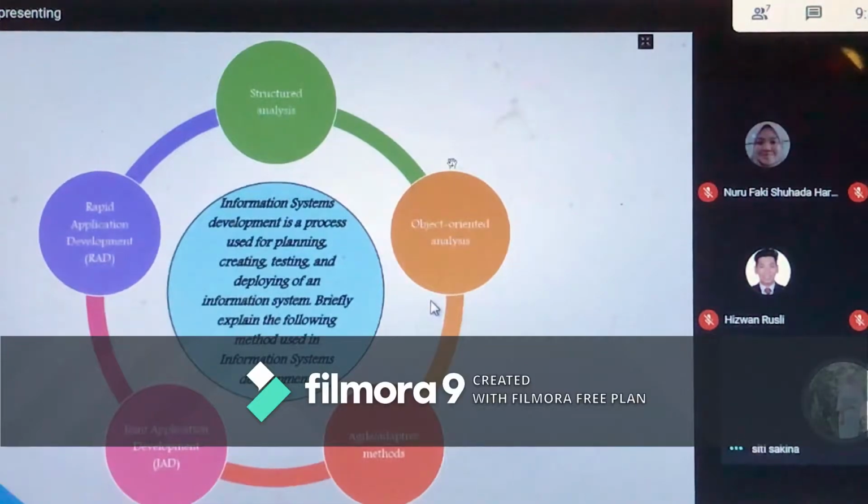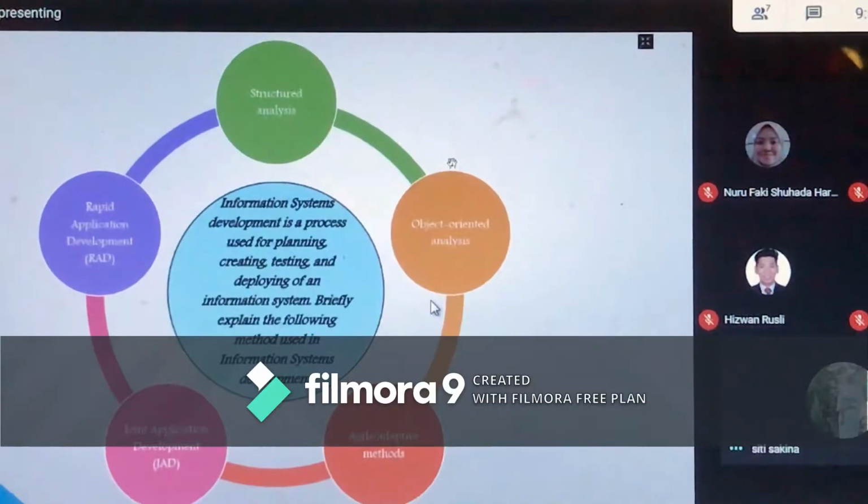Second is object-oriented analysis. It views the system in terms of objects that combine data and processes. The objects represent actual people, things, transactions, and events. The third one is agile or adaptive method. It stresses a team-based effort. Each cycle is designed, built, and tested in an ongoing process.